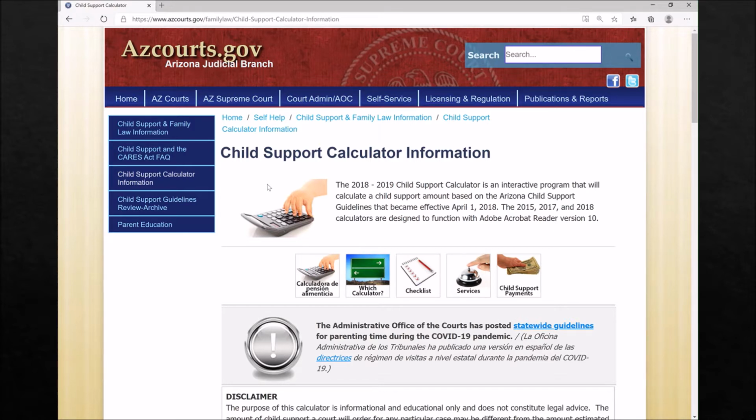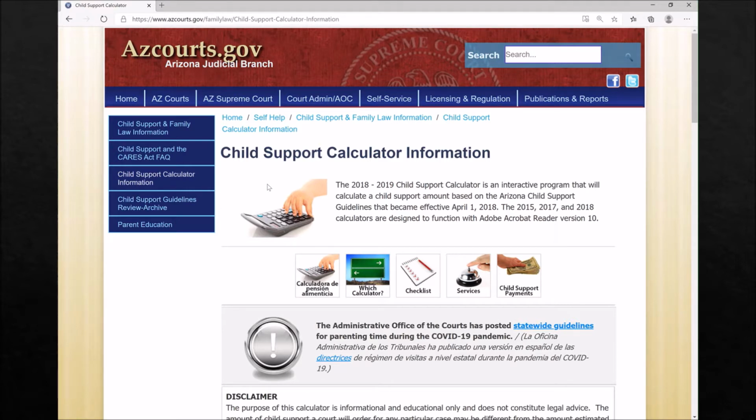You enter some of the basic information first, and then you enter some more information like how much money you spend on daycare, how much money you spend on medical insurance, and a bunch of other things. It takes all that into account and then computes a spreadsheet that you can attach to your court papers in your petition to modify child support, or if you're responding to a petition to modify child support.